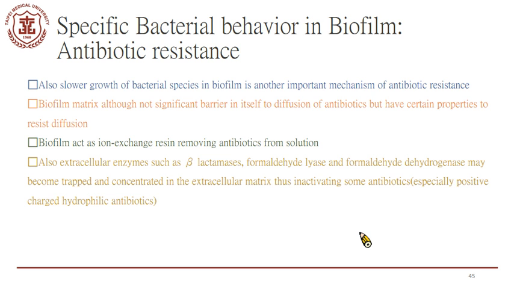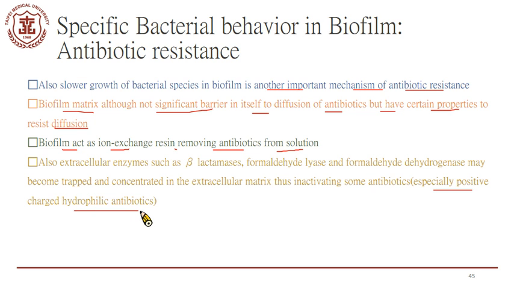Also, slower growth of bacteria species in biofilm is another important mechanism of antibiotic resistance. Biofilm matrix, although no significant barrier itself to diffusion of antibiotics, has certain properties to resist diffusion. Biofilm acts as an ion exchange resin, removing antibiotics from the solution. Also, extracellular enzymes such as beta-lactamases, formaldehyde, and formaldehyde dehydrogenase may become trapped and concentrated in the extracellular matrix, thus inactivating some antibiotics, especially positively charged hydrophilic antibiotics.